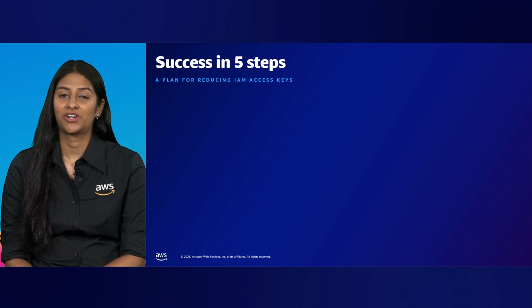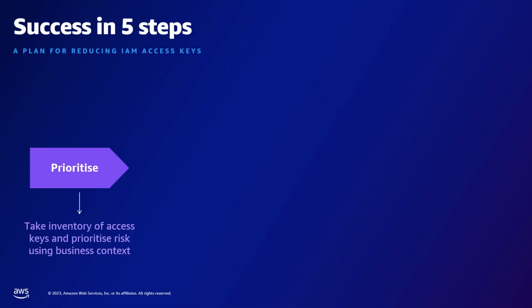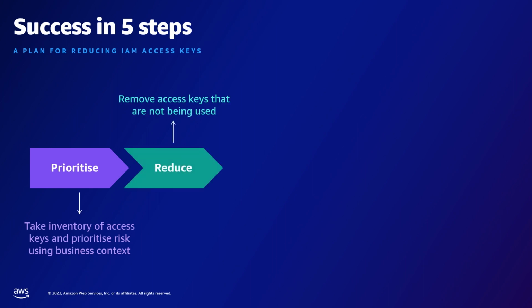Well, today you're in luck, as we have narrowed it down to 5 simple steps. First, you want to prioritize. You want to take inventory of your access keys and prioritize the risk based on the business criticality. This step helps you get started on what's important. Second, you want to reduce. When working with keys on a large scale, it can be overwhelming. You need to reduce and remove access keys that are not being used.